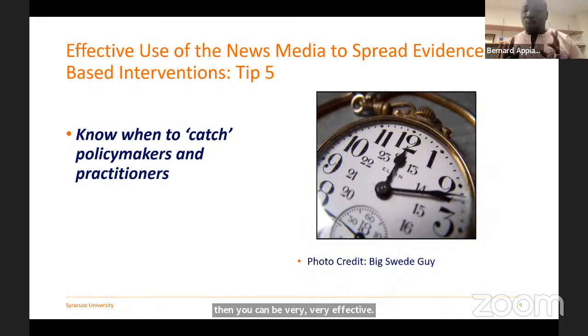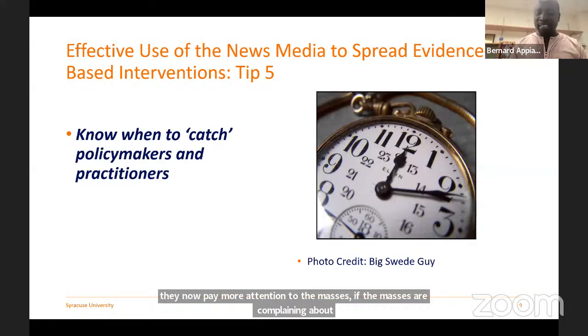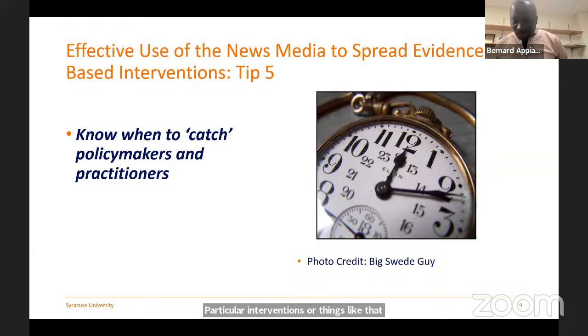But you also have to know when to catch them, when to catch policymakers and practitioners. Timing is very, very important, especially during election time, when they pay more attention to the masses. If the masses are complaining about particular interventions, they could be more interested in it. But also, when you have the option of involving the media in your work, you have to consider timing that can lead to more people actually getting exposed to your intervention.